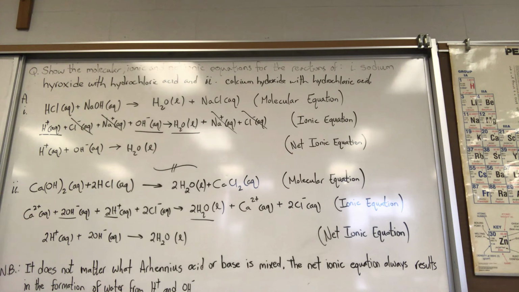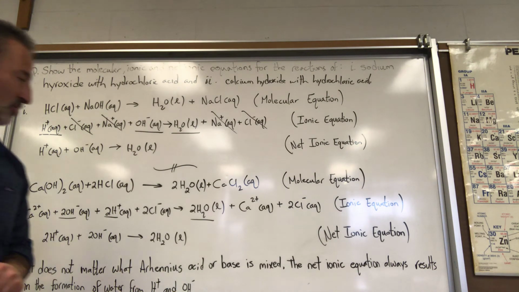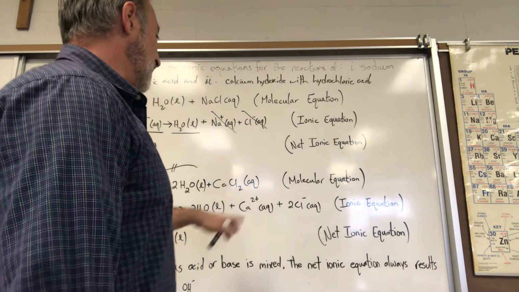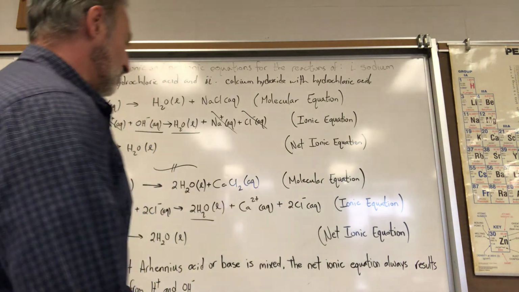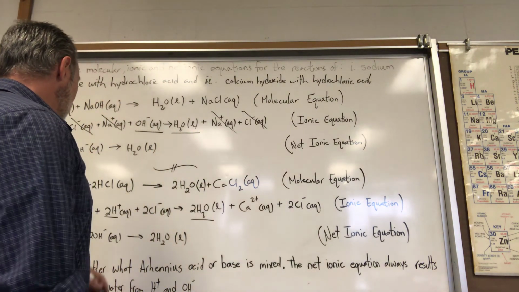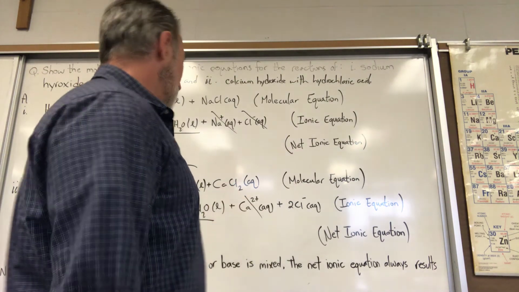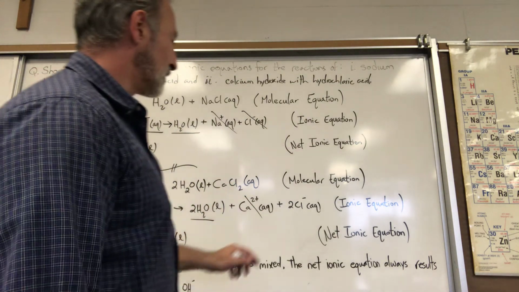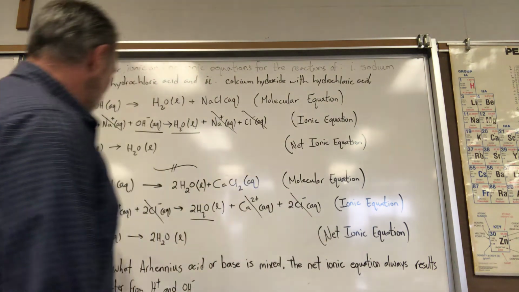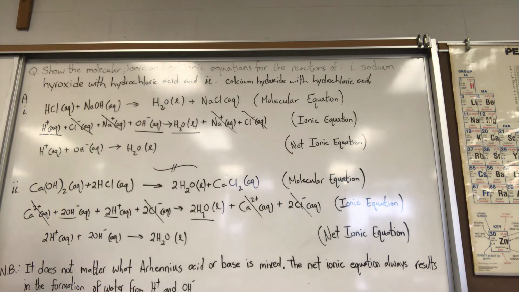When you show it in the ionic equation, you show everything apart again. So the calcium ions have a +2 charge. They're aqueous, and there's two hydroxides, two protons and two chlorides, and then you get two waters forming, and again two calciums and two chlorides. So when you do the net ionic equation, you're going to cross out all the spectators again, and that is what results in the net ionic equation.